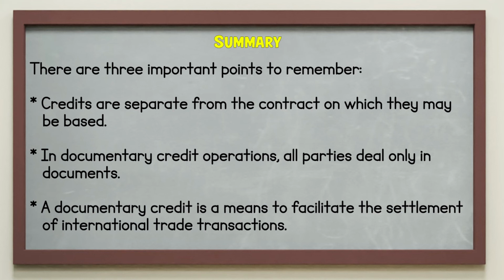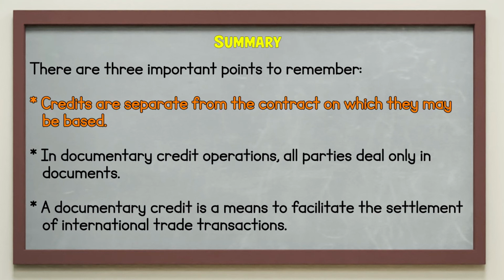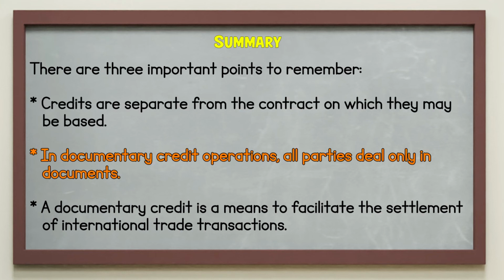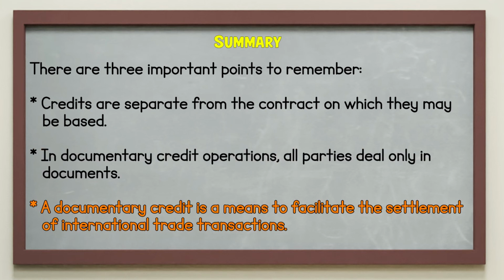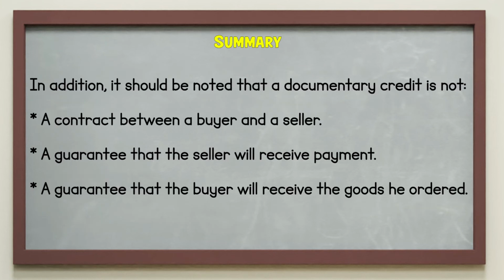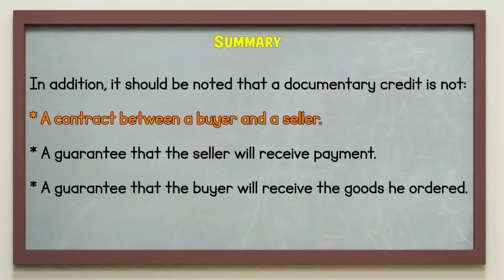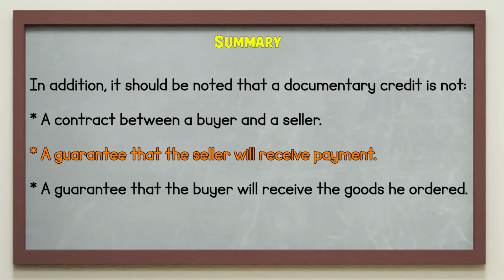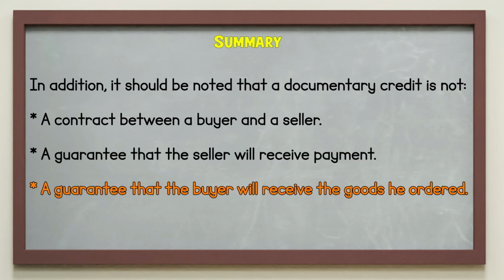There are 3 important points to remember. Credits are separate from the contract on which they may be based. In documentary credit, operations of all parties deal only in documents. A documentary credit is a means to facilitate the settlement of international trade transactions. In addition, it should be noted that a documentary credit is not, and I repeat, a documentary credit is not 1, a contract between a buyer and a seller, 2, a guarantee that the seller will receive payment, or 3, a guarantee that the buyer will receive the goods he ordered.